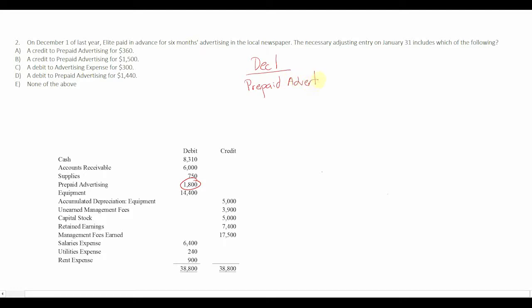And they purchased specifically 6 months worth. So whatever the price was for 1 month, let's call that X. Well, they bought 6 times that because they bought 6 months worth. And then on December 31st, what ended up happening was they reduced their prepaid advertising and it became $1,800.